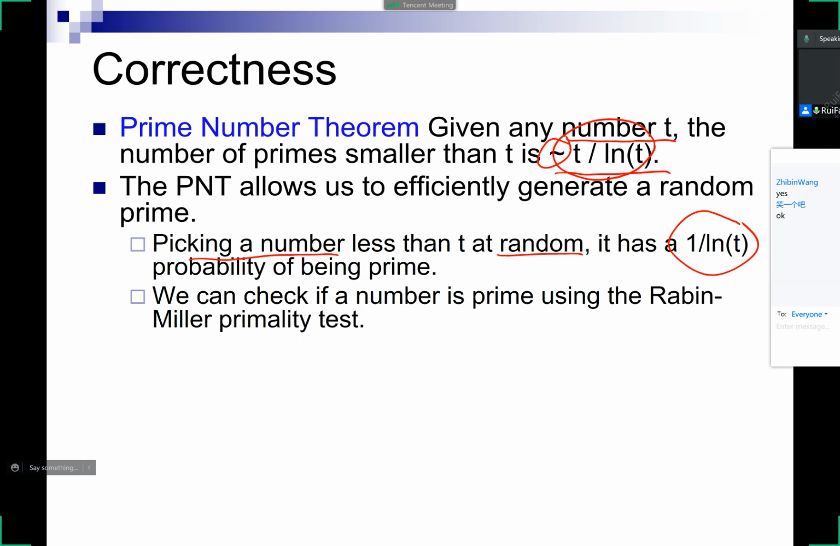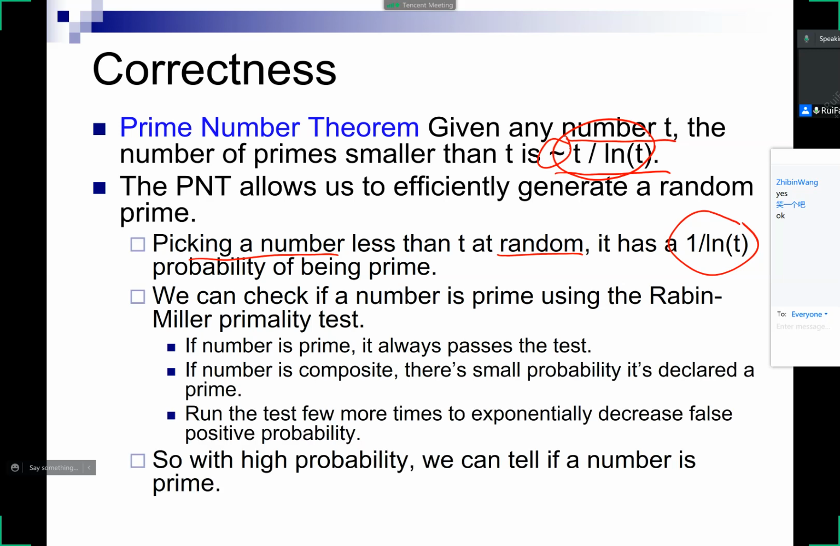After you pick this number, you have to check whether it actually is prime or not. There are different ways to do that, and one way is the Rabin-Miller primality test. If you give this algorithm a prime number, it will always say the number is prime. However, if you give the algorithm a composite number, there's a small probability it makes a mistake and says the number is prime even though it's not. So it does have some error probability.